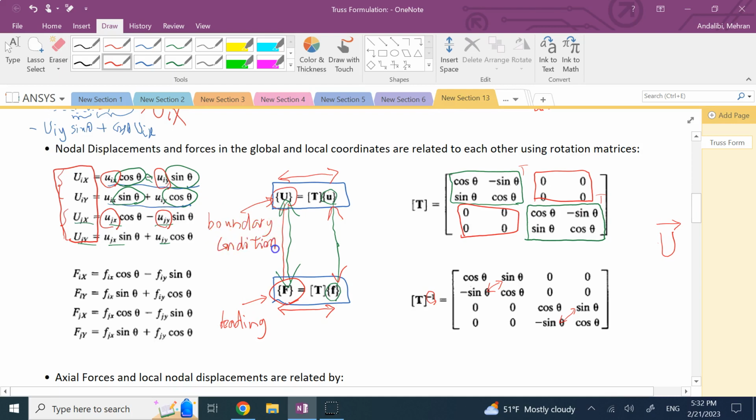So once I relate capital F to capital U and I apply those conditions, I can find the rest of the unknowns. Okay, now the question is, how do I relate the small f to small u?